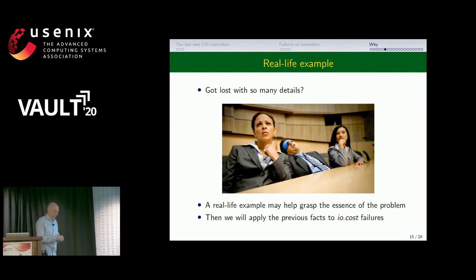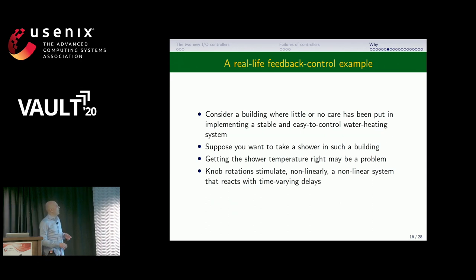But maybe I've already told you a lot of details, so one may get lost and you may have a hard time grasping the essence of the problem. So I'll try to show it to you with a real life example that maybe is easier to grasp. Suppose you are in a building where nobody puts any particular care in making a water heating system that is stable and easy to control. And you have to take a shower somewhere in this building. Probably you will have a hard time getting the temperature right, because when you rotate the knob, you stimulate in a nonlinear way a nonlinear system that reacts with time-varying delays.